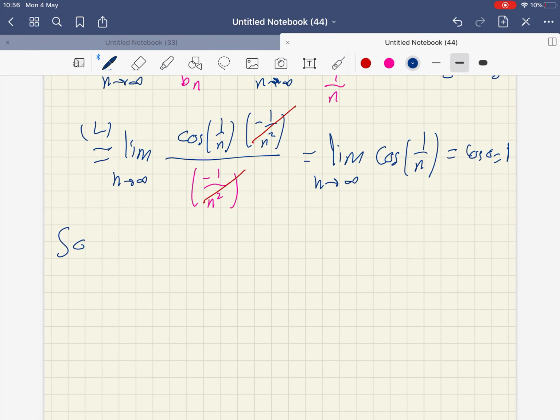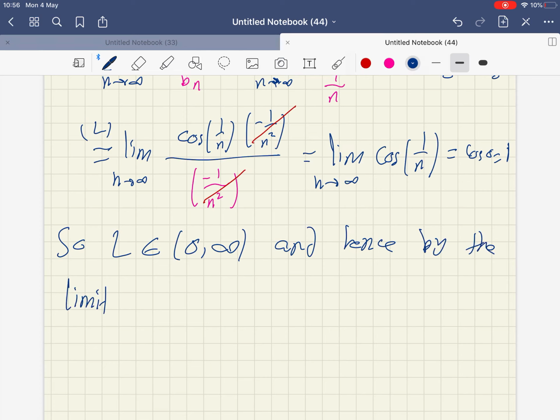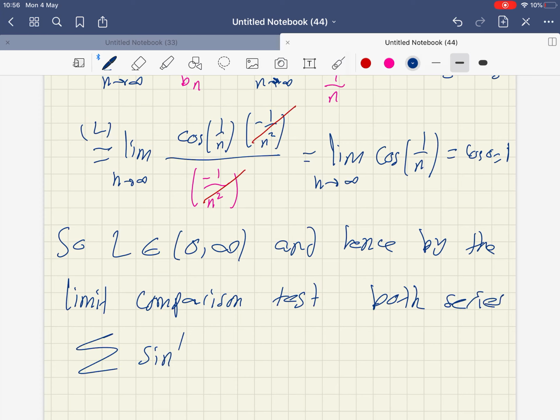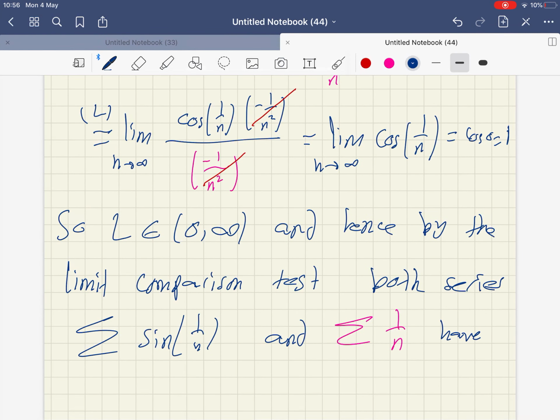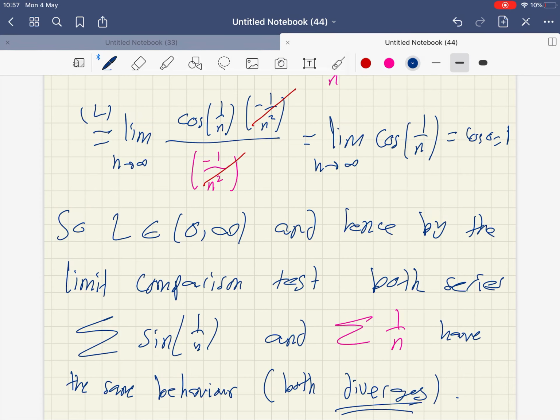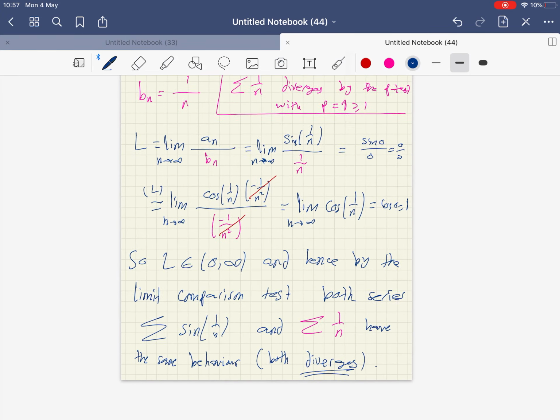So L is between 0 and infinity, and hence by the limit comparison test, both series have the same behavior, which means both diverge. Okay.